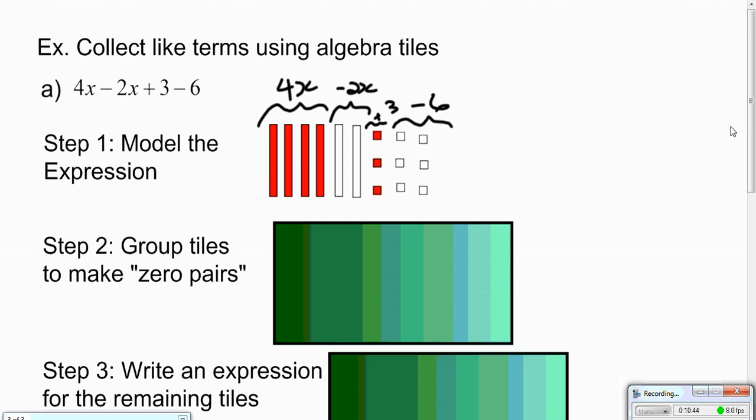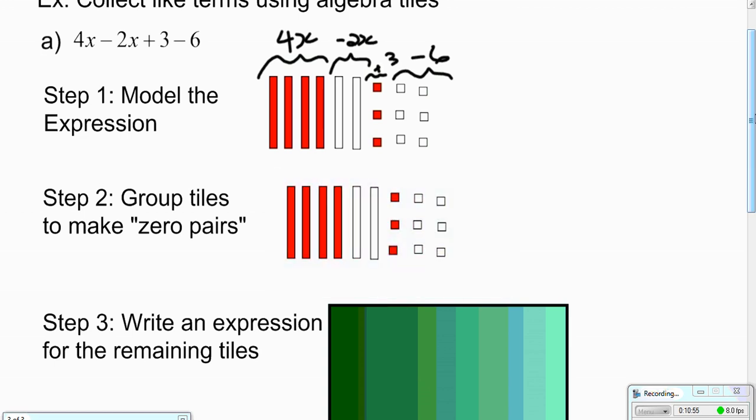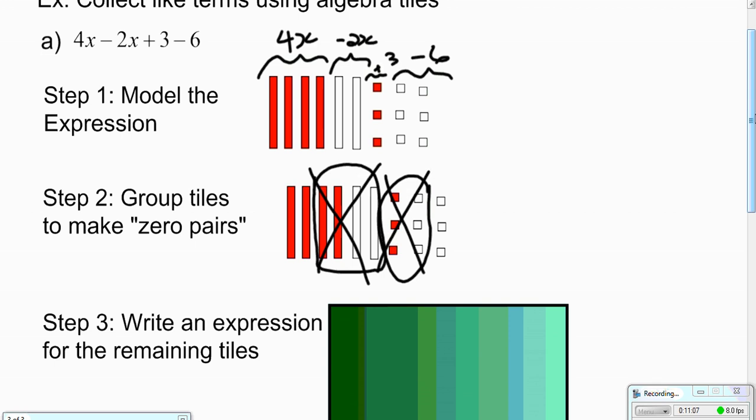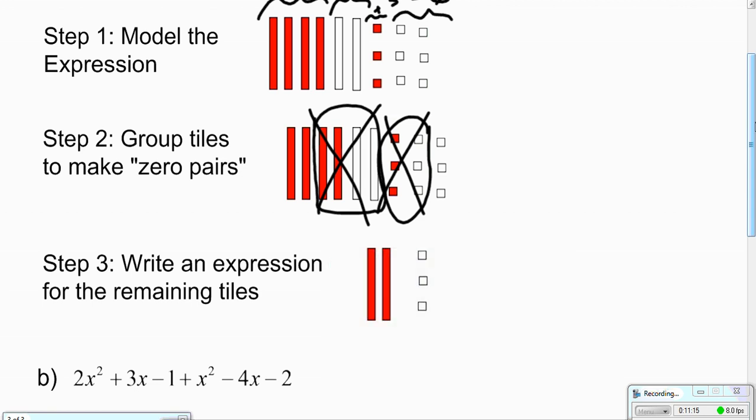So then the next thing we need to do is we need to group the tiles together to make 0 pairs. So remember, one positive x and one negative x will cancel out to a 0 pair. One positive 1 and one negative 1 will cancel out. So when we're grouping them to make 0 pairs, 2 positives and 2 negative x's will make a 0 pair, and 3 positive 1s and 3 negative 1s will make a 0 pair. So then we only have a few x's left and a few 1s left, so we can write our expression. So we have 2 positive x's right there, and then 3 negative 1s, so 2x minus 3 is what's left when we combine our like terms.